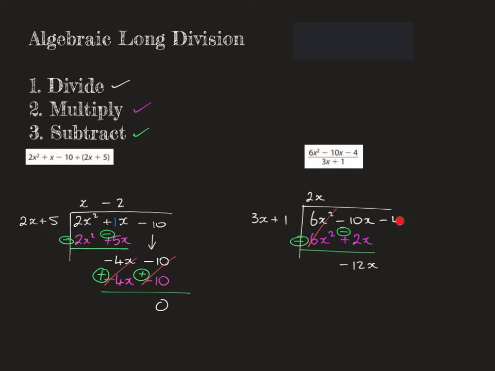We're just going to bring down this negative 4 here because we haven't divided into that yet. So we're just going to bring that down because that's still part of the sum. And now we're going to start the next cycle. So this is the first cycle complete. And now we're going to do the same thing again for the second cycle. So we're starting all over again.